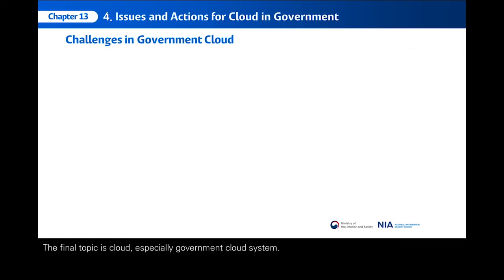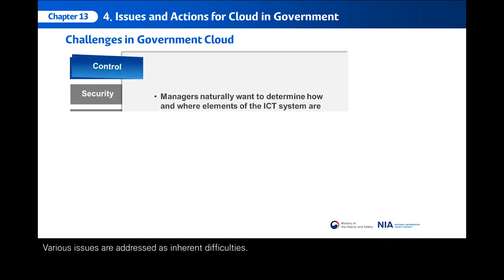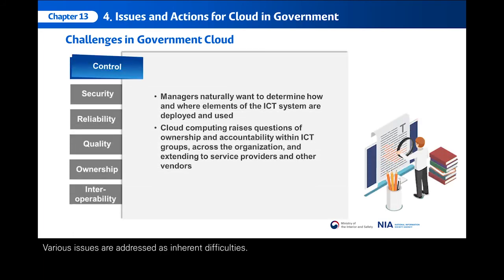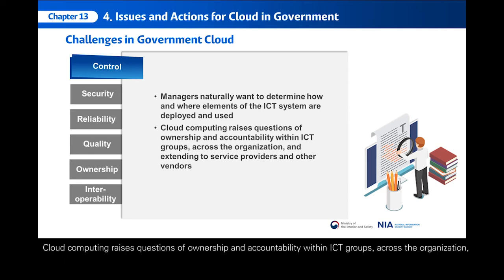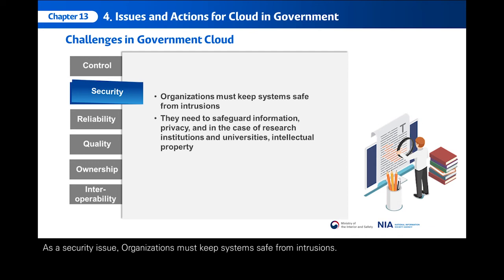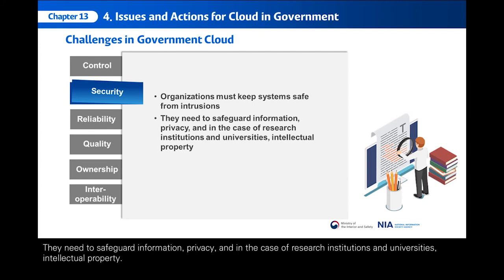The final topic is cloud, especially government cloud system. Various issues are addressed as inherent difficulties. As a control issue, public managers naturally want to determine how and where elements of the ICT system are deployed and used. Cloud computing raises questions of ownership and accountability within ICT groups, across the organization, and extending to service providers and other vendors. As a security issue, organizations must keep systems safe from intrusions. They need to safeguard information, privacy, and in the case of research institutions and universities, intellectual property.